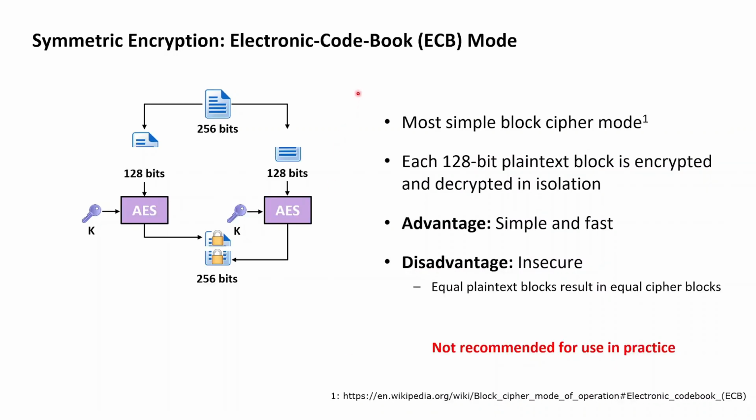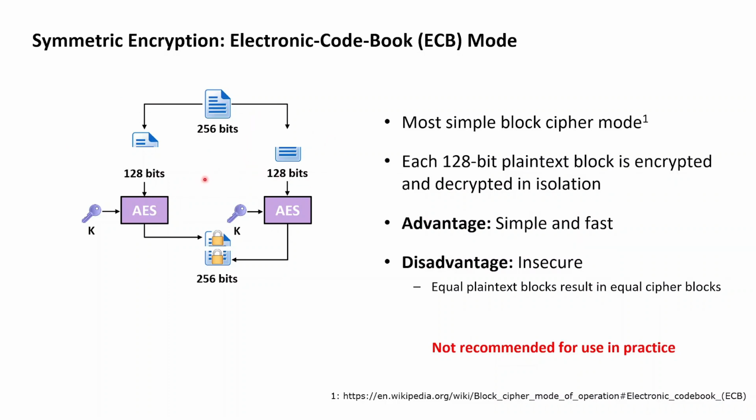The electronic codebook mode ECB is the conceptually most simple block cipher mode of operation. With ECB, each 128-bit block of an input plaintext is encrypted and decrypted in isolation. If we, for example, assume that our input plaintext is 256 bits in length, then the ECB mode of operation splits this 256-bit plaintext into two parts, a first 128-bit block and a second 128-bit block.